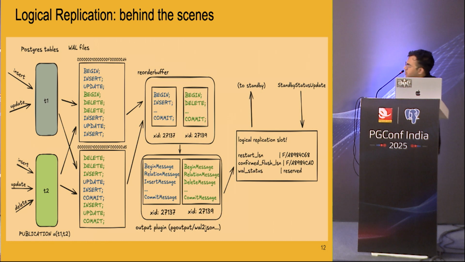Finally, these changes are sent to the logical replication slot. The slot sends these changes to the standby. The standby sends some acknowledgement back saying I have read until this point. And after that, we can advance the slot to read newer changes. That's how logical replication ends up panning out.